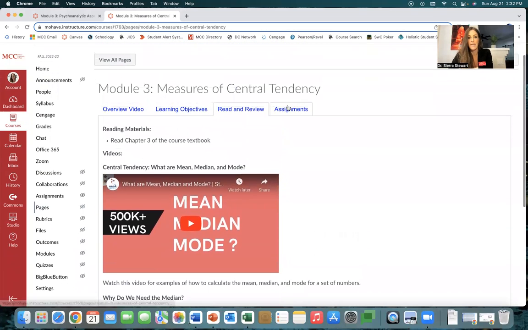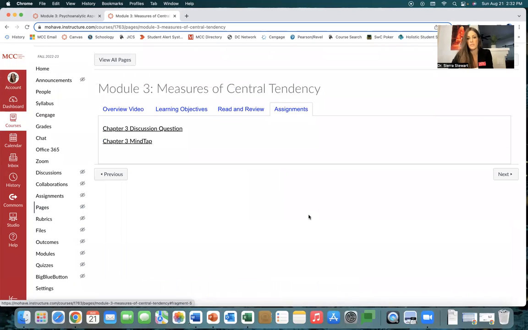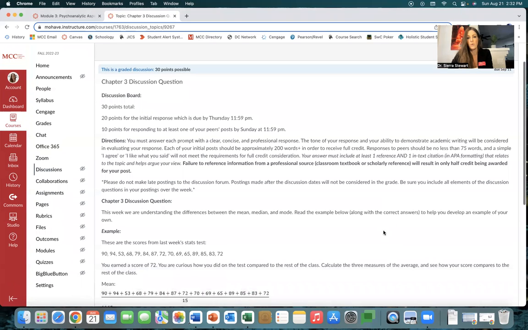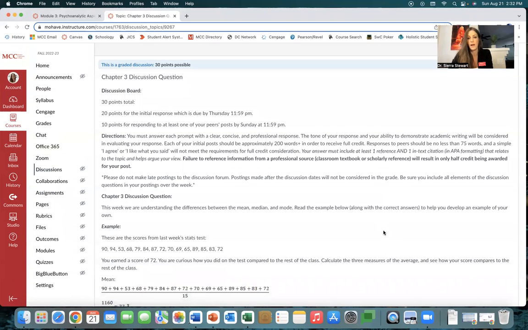It'll help explain. And then for your assignments this week, you're just going to do your MindTap, which is, of course, just go into your Cengage and complete all of your MindTap work, and then your discussion. So, of course, go ahead and complete your response by Thursday, and then go ahead and post by Sunday.